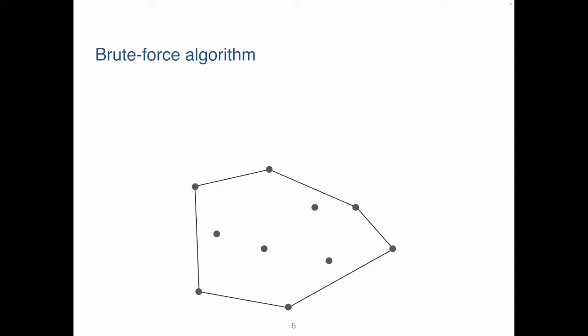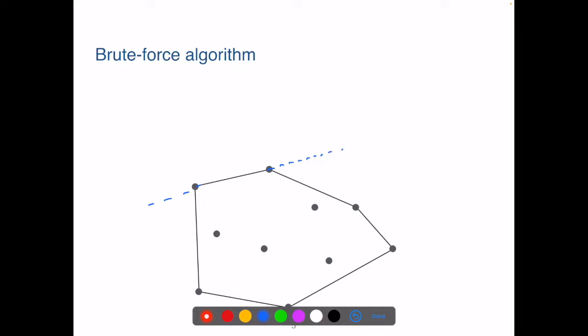So first, what's the naive brute force algorithm for finding the ConvexHull of a set of points? We notice a property of all of the line segments connecting two points on the ConvexHull. For instance, if we extend this line segment on the ConvexHull, we can see that all the other points of this set are on the same side of this line. For another example, for this line here, if we extend it as far as we need, we'll be able to see that all the points are located on one side of this line. This property will help us to come up with a brute force algorithm.